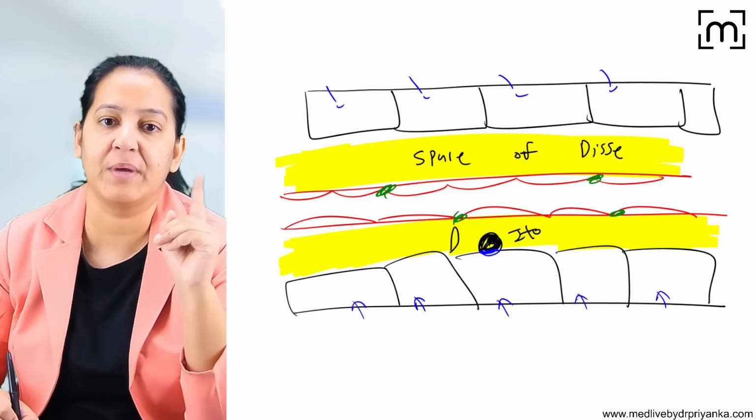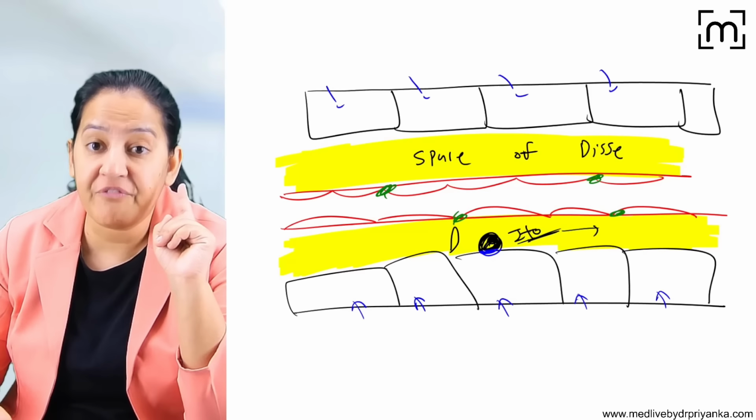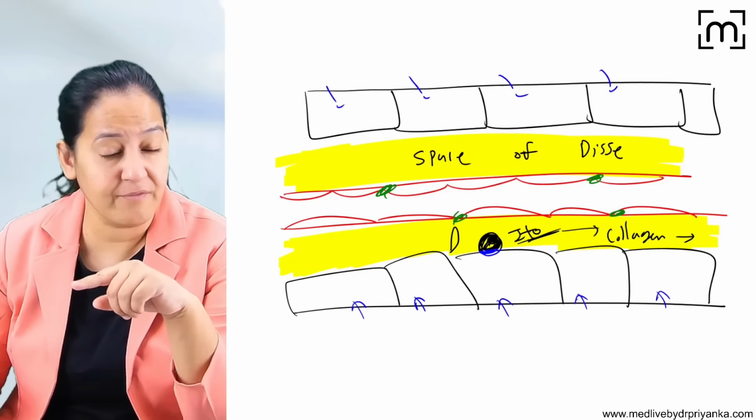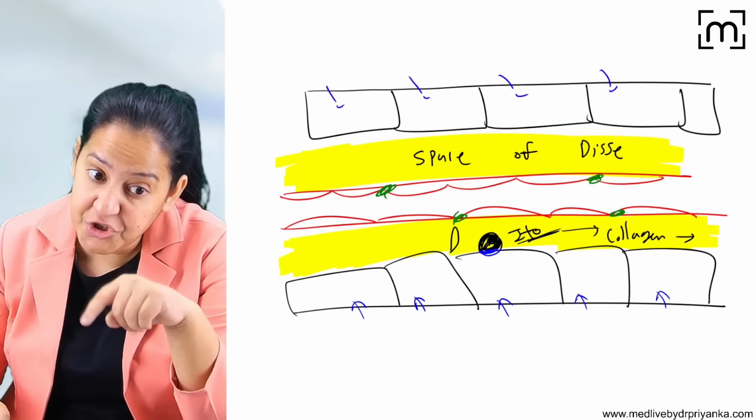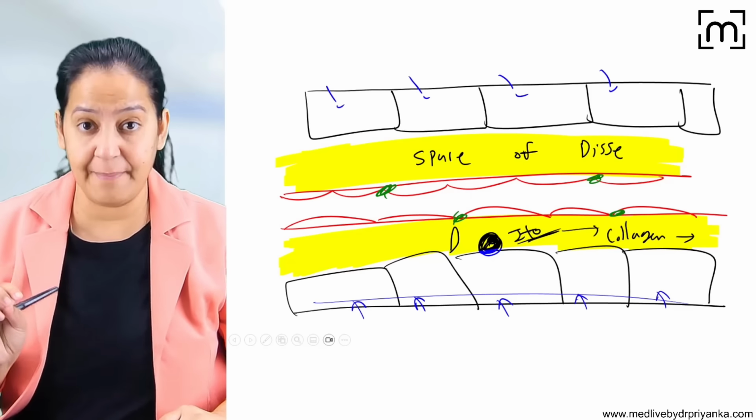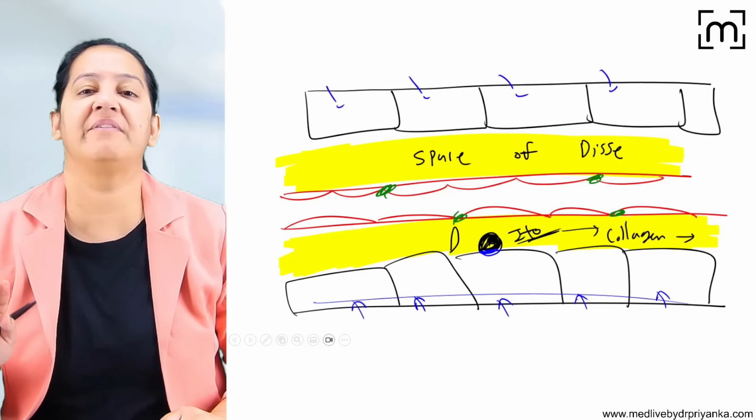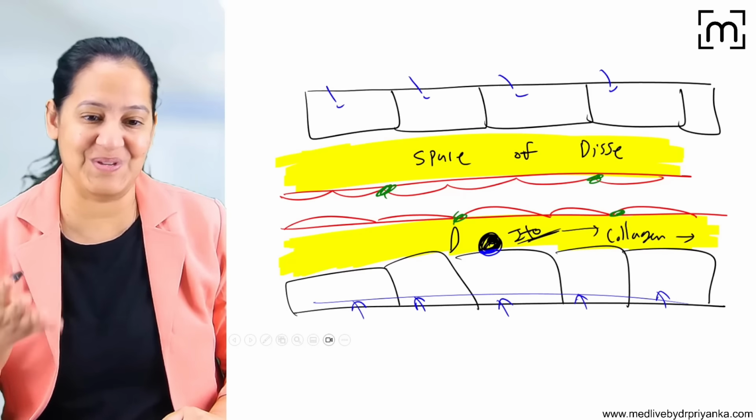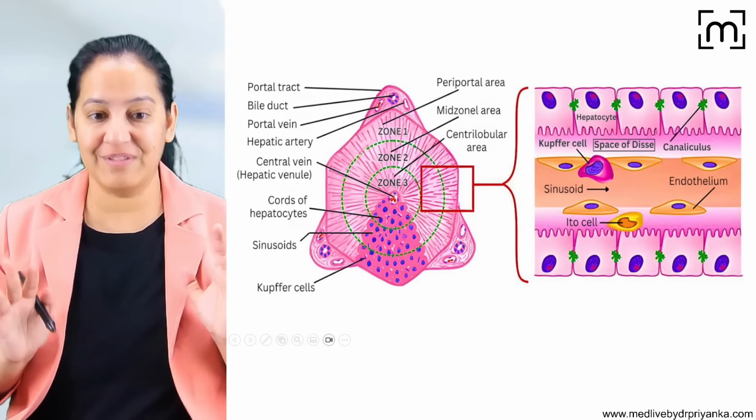Collagen means fibrosis. So Ito cells are responsible for fibrosis. They form collagen and they form the fibrosis. Ito cells convert into myofibroblasts whenever there is an injury to the hepatocyte, especially with any agent. Currently I'm teaching you viral hepatitis, so injury will be with the viruses, hepatitis A, B, C, D, E. That leads to cirrhosis. So this is the normal anatomy of the liver you have learned.